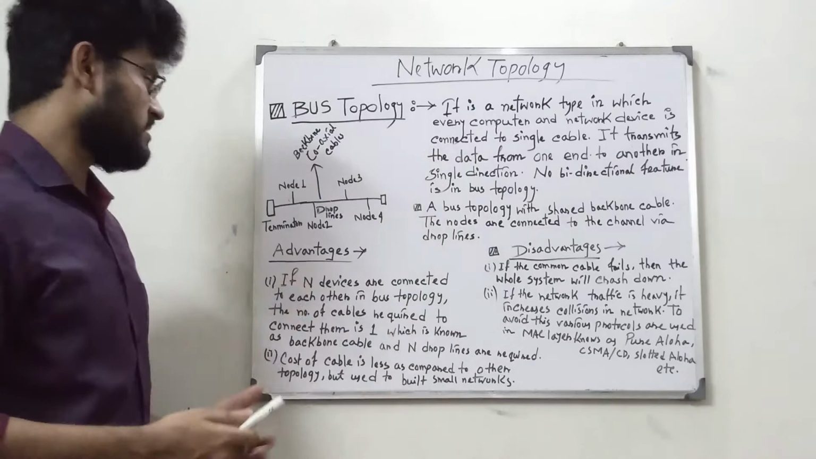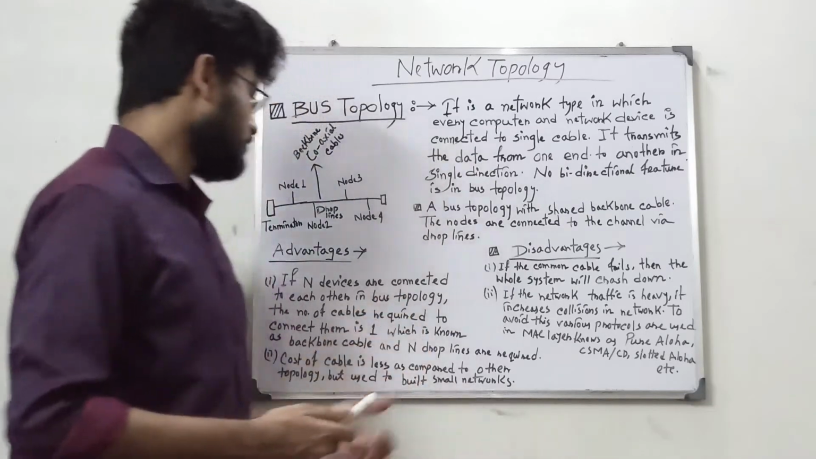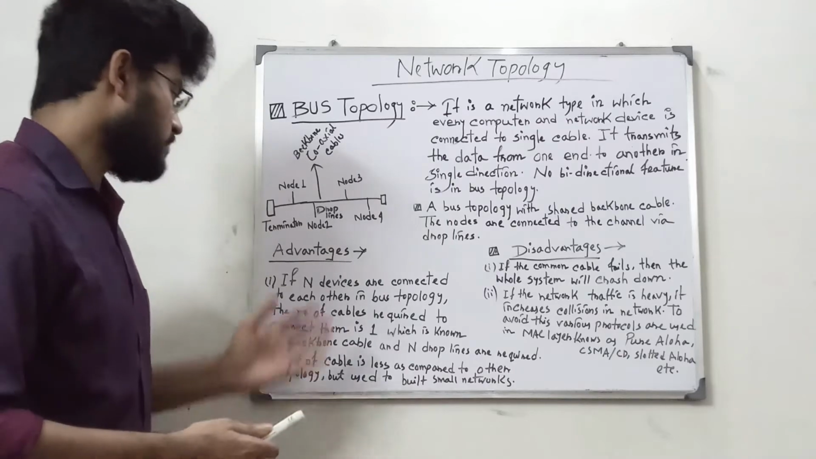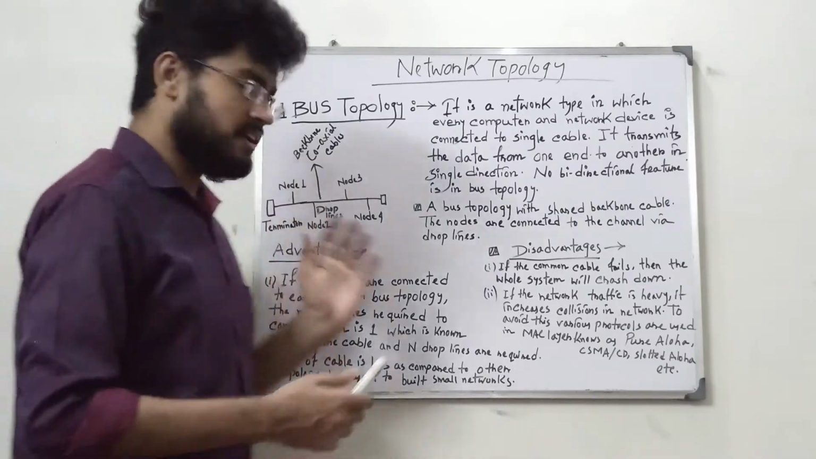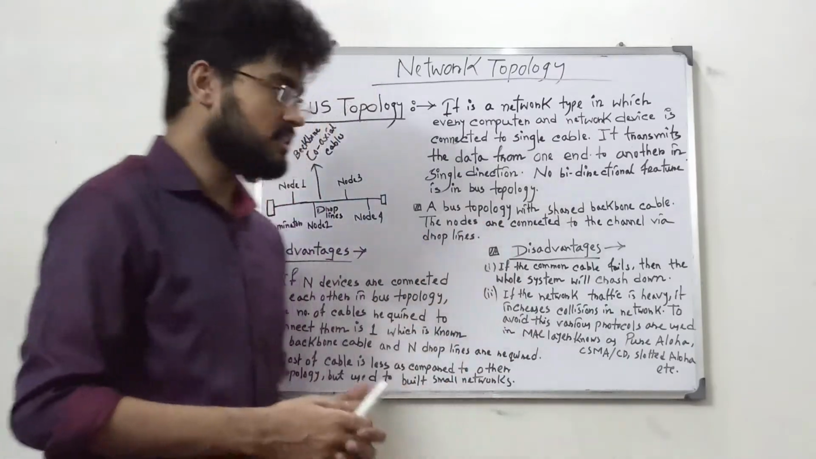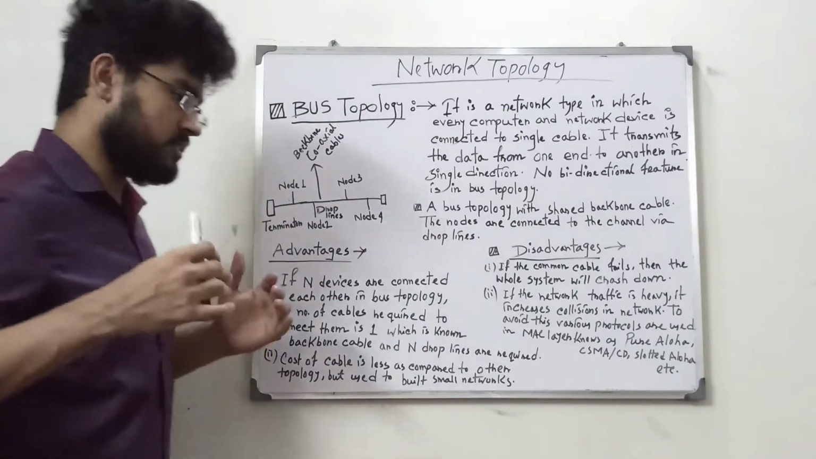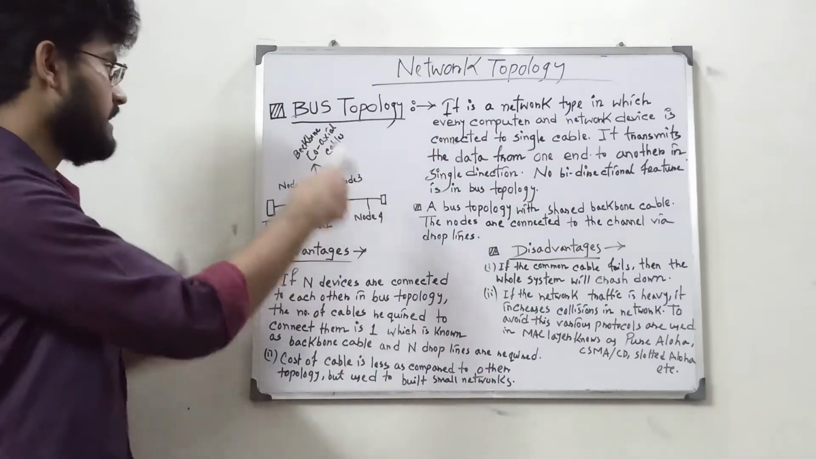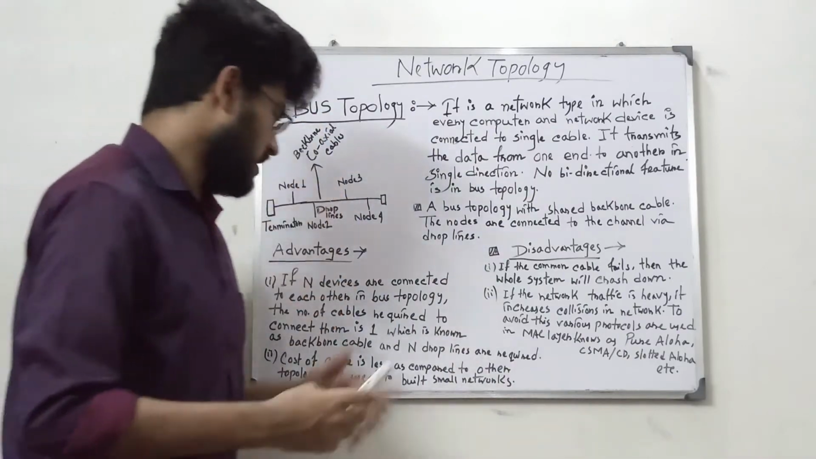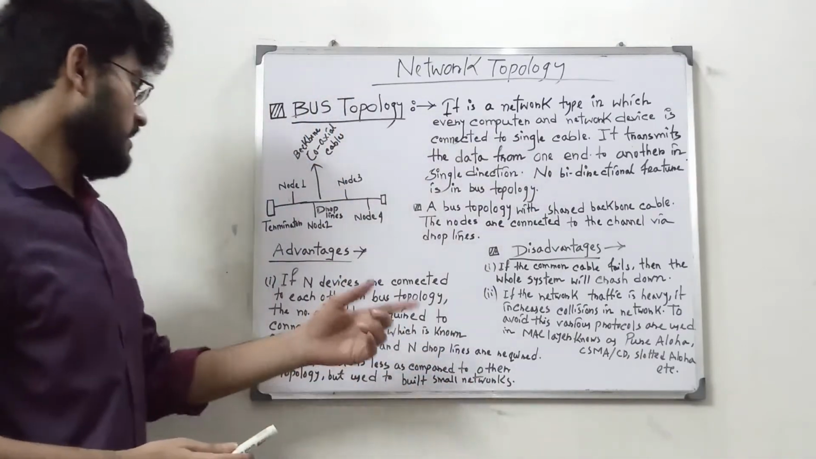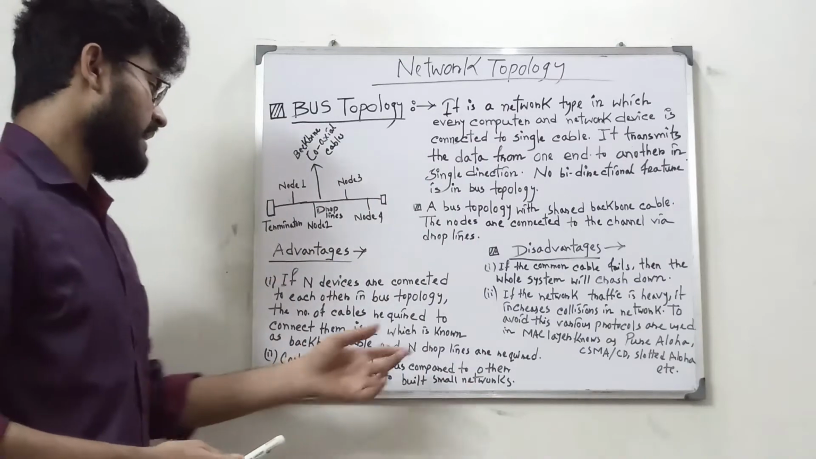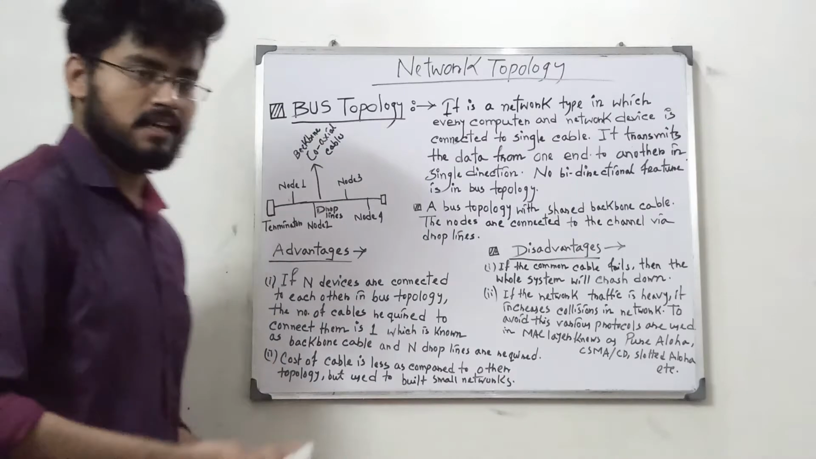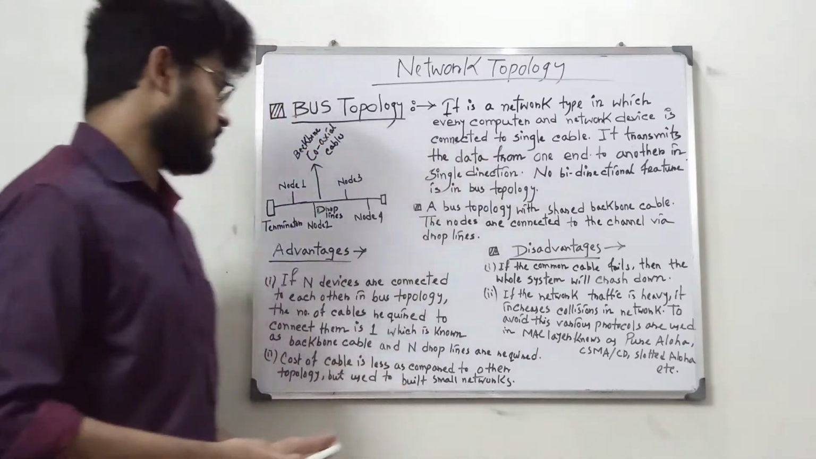If n devices are connected to each other in bus topology, the number of cables required to connect them is 1, which is known as the backbone cable. Every device is connected to a single cable, so the number of cables required is 1, and n drop lines are required. Obviously n drop lines are required to connect the n devices to that one backbone coaxial cable.